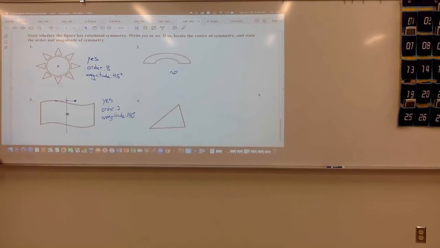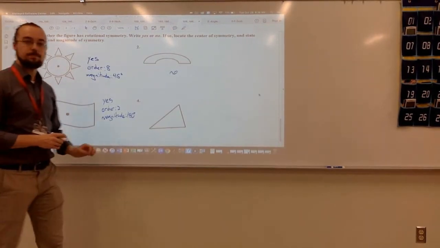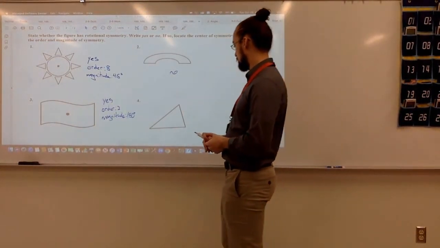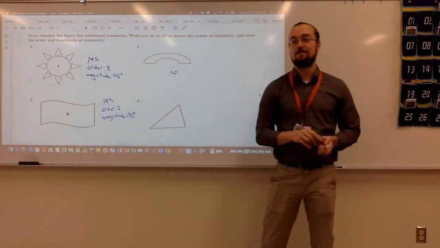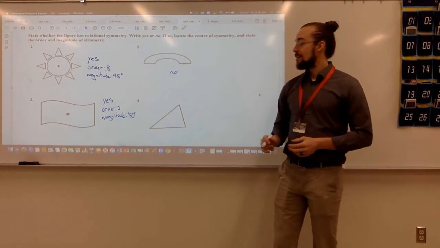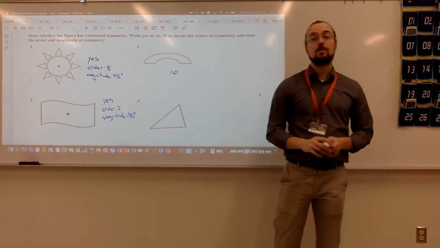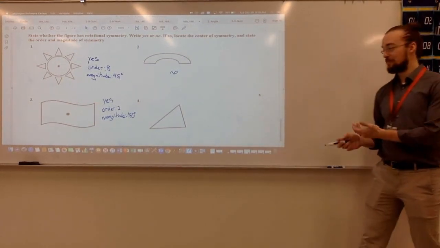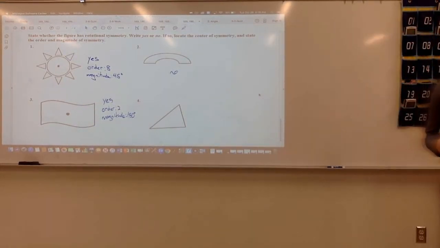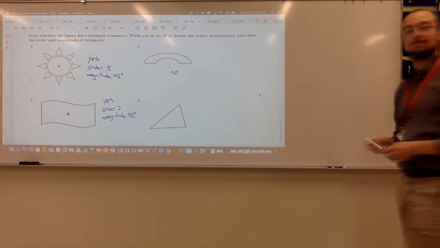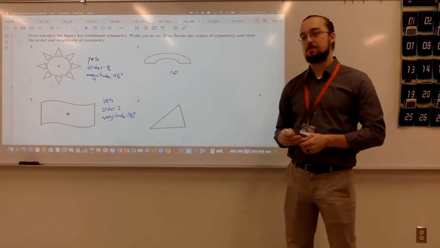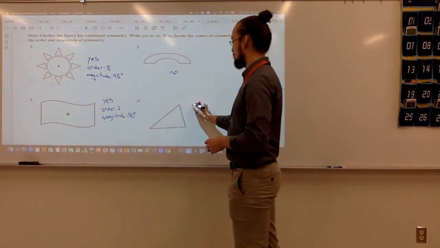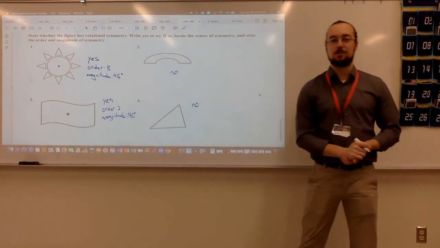How about number 4? Does this have rotational symmetry? Yes. It has 180 degree rotation. No, number 4. No, we already did 3. 120. Okay. So if we look at it now, does this have rotational symmetry? I think the answer is no. I don't think this has any rotational symmetry.